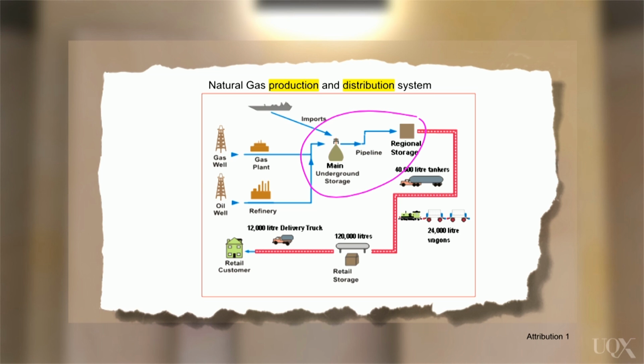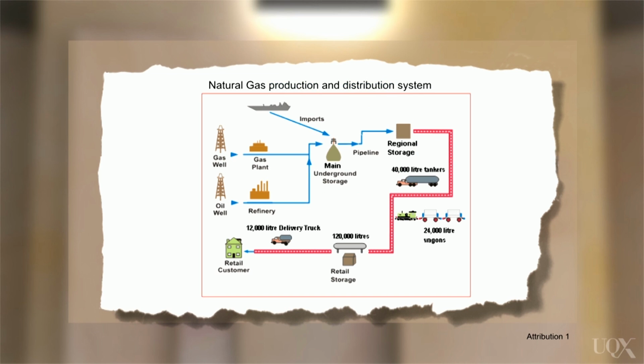Now, let's go on to look at how we can select and group the information in the visual when we write the rest of the summary. This visual is a flowchart, so it's describing a process. Now, the first thing we need to do is decide where to begin our description of this process. Where would be a logical place to start?